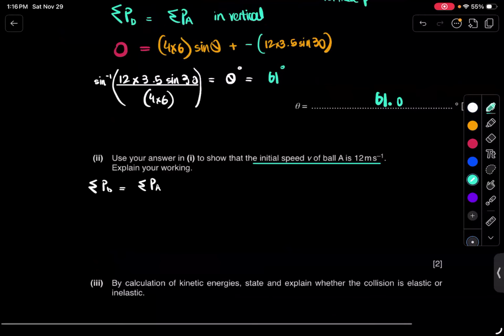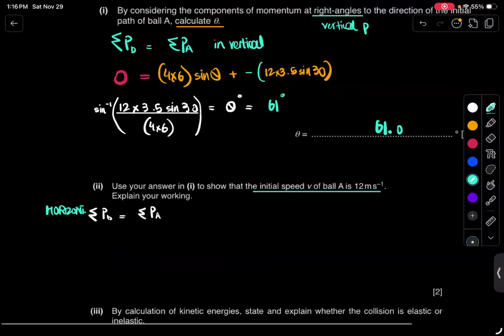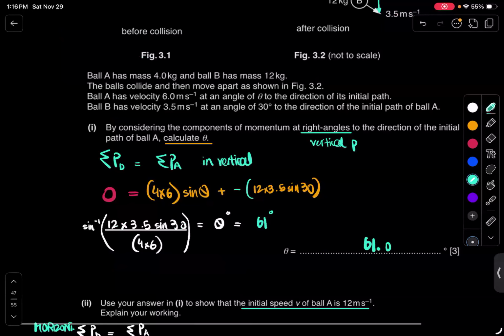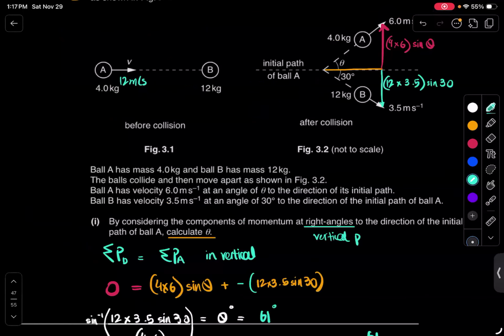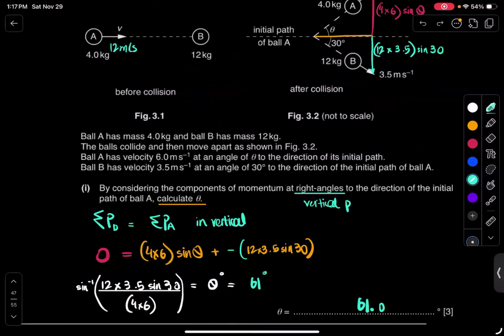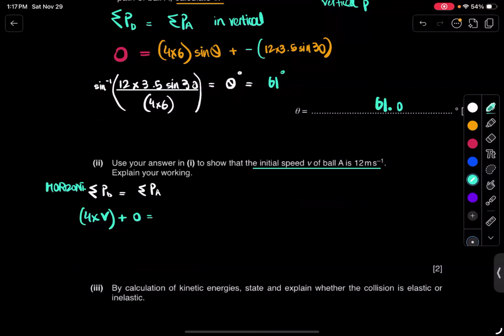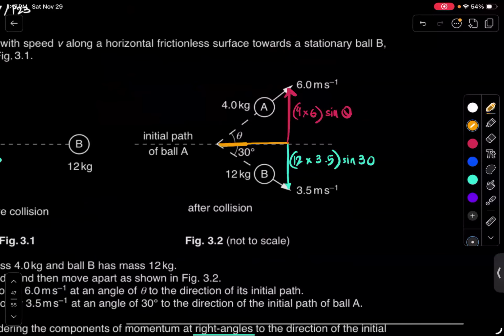Now, what is the total momentum horizontally before collision? I'm talking about horizontally. Okay. Now, it's going to be 4 times v plus 0. Why? Because this is not moving. Okay. Equals to, what is the total horizontal momentum after collision? It's going to be this value plus this value, right?